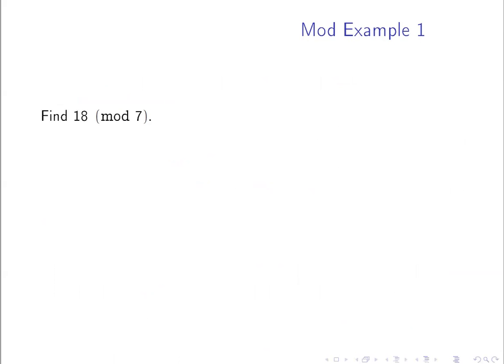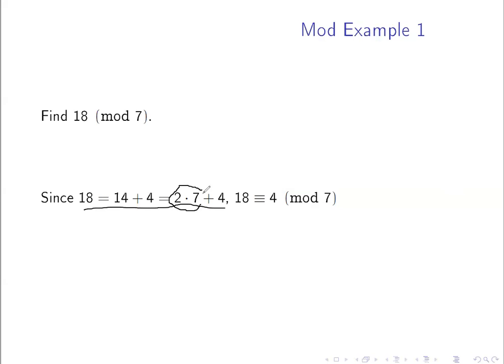So we want to find 18 mod 7. I'm going to start with some simple examples of just how to find equivalence classes. Well, 18, and I notice I used an equal sign right here because 18 is equal to 14 plus 4, which is 2 times 7 plus 4. What this means is this part is going to be 0 and my remainder is just 4. So that tells us that 18 is congruent to 4 mod 7.